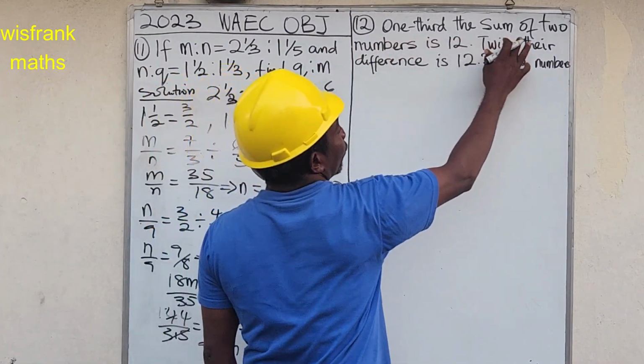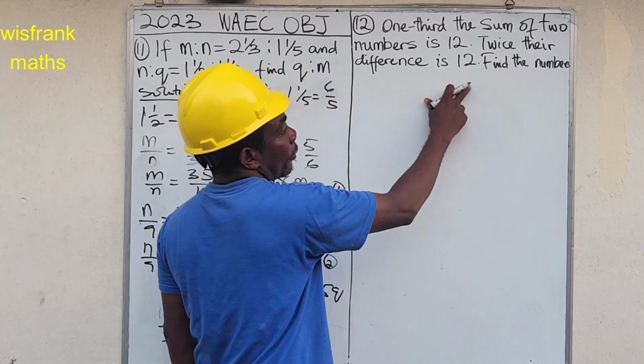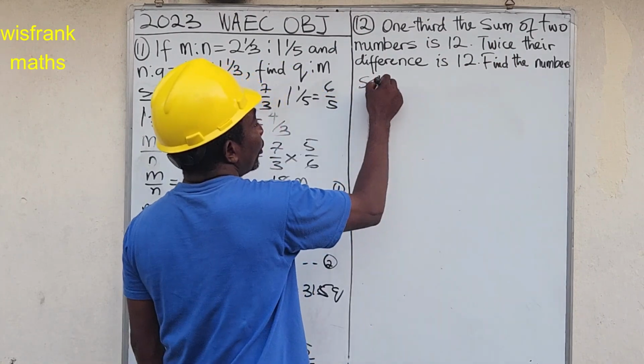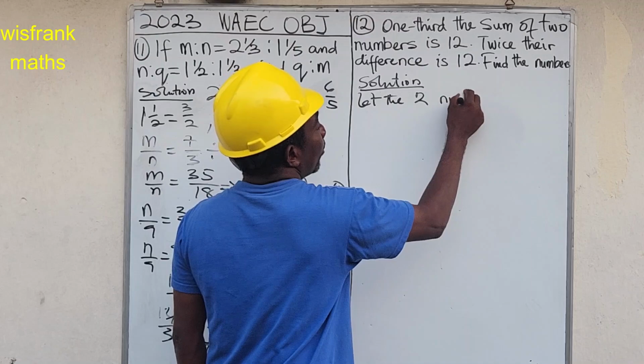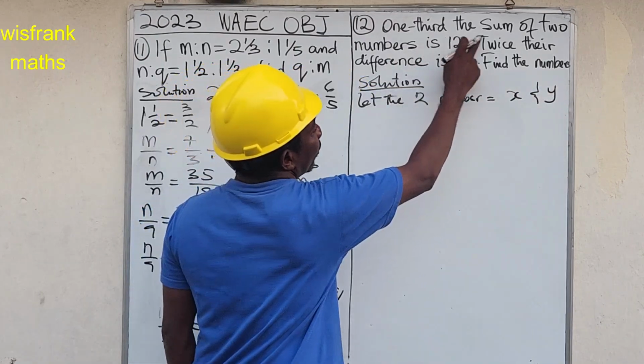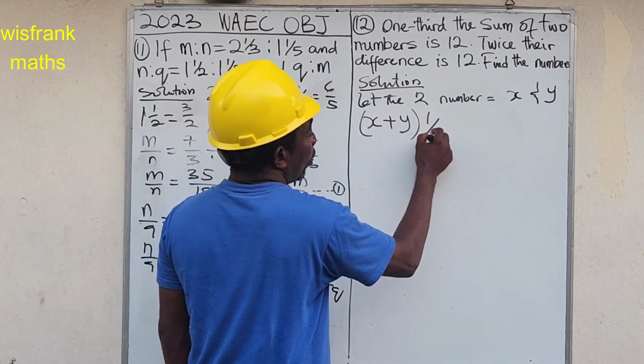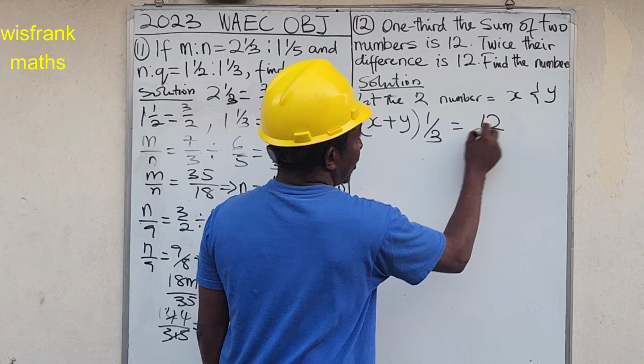Then number 12. One third of the sum of two numbers is 12. Twice their difference is 12. Find the numbers. So we have the solution. Let the two numbers be x and y. So it says one third of the sum of the two. The sum of the two is x plus y, times 1/3 equals 12. This is what it means.